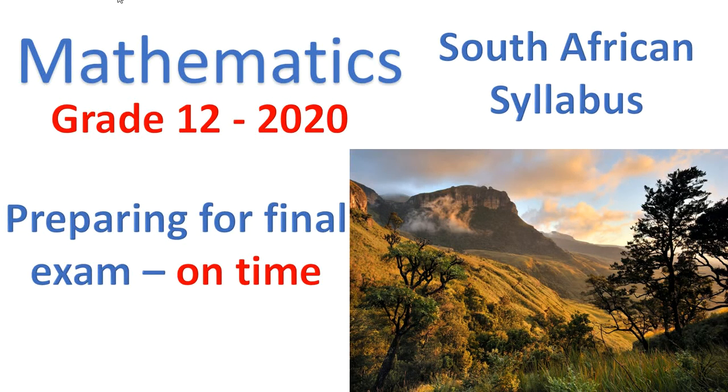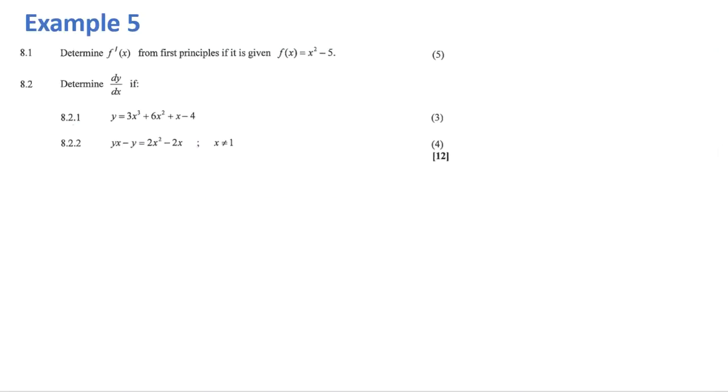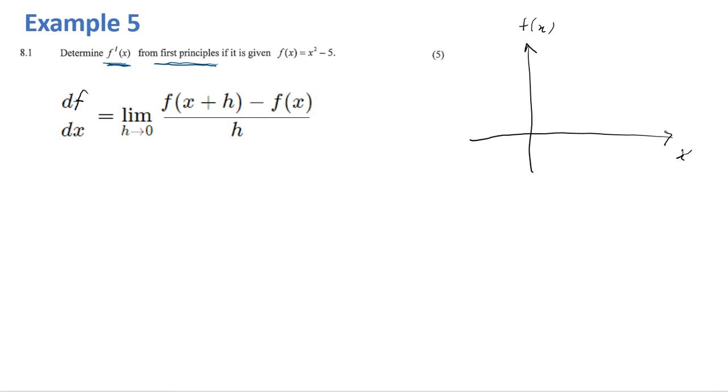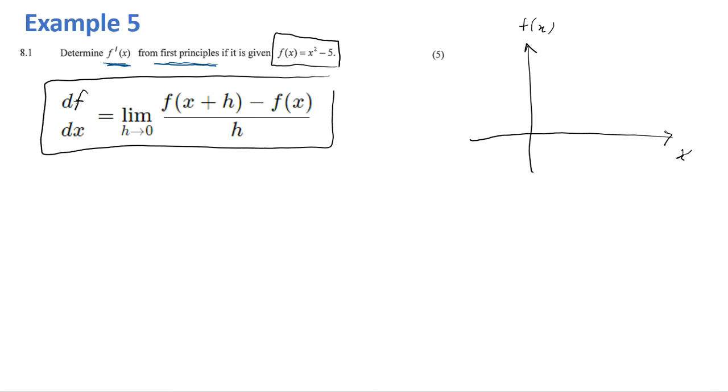Howdy, so we're at example 5, still in the topic of functions, and we're looking at the 2018 paper example or question number 8. So the first question is to derive f prime of a function f of x, which we're given from first principles. Now, importantly, this equation, which you will be using, is given in your formula sheet. So you don't have to memorize it by heart.